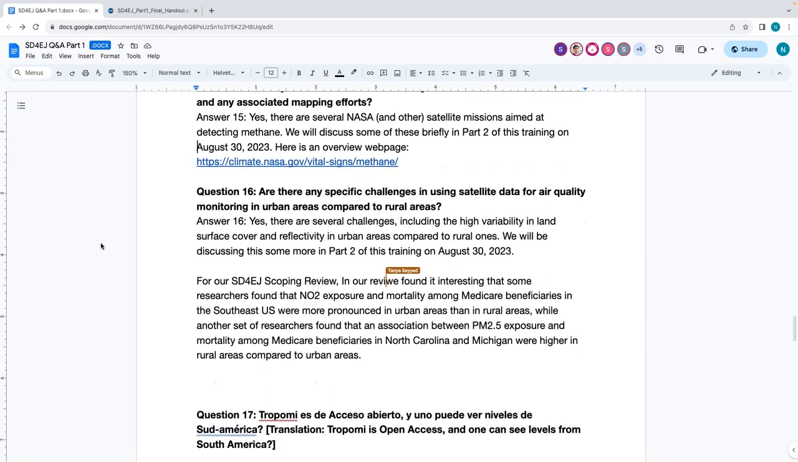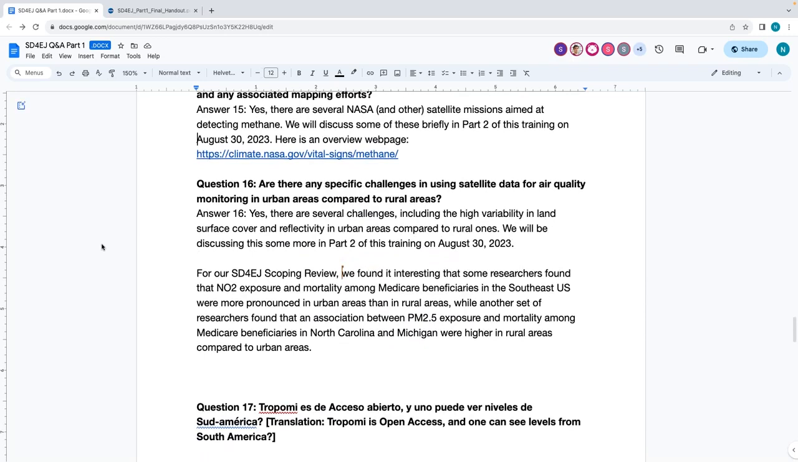Question 16, are there any specific challenges in using satellite data for air quality monitoring in urban areas as compared to rural areas? Absolutely, high variability in land surface cover and reflectivity in urban areas compared to rural areas. We'll be discussing some of this next week. And it looks like either Tanya or Ufoma has added. Feel free to unmute.